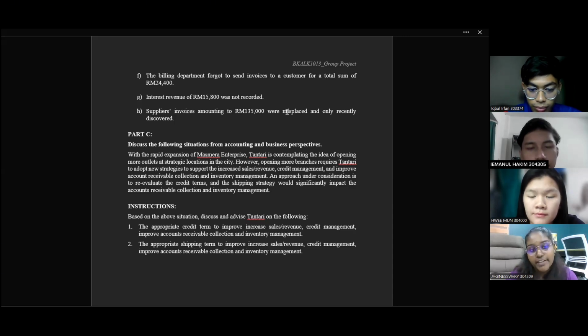As for credit management, Tantari can implement a tiered shipping policy by requiring prepayment or cash on delivery for high-risk customers, while for reliable customers, allow credit-approved payment terms. A tiered shipping policy ensures flexibility while reducing credit risk. It balances sales growth and credit control by tailoring shipping terms to customer profiles based on their creditworthiness. That's all for part C.